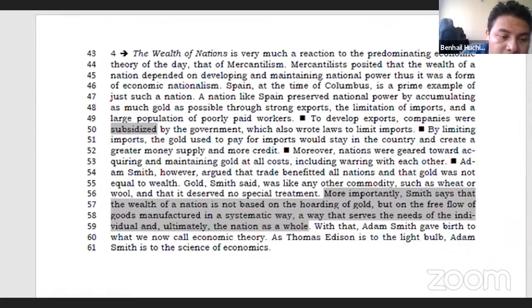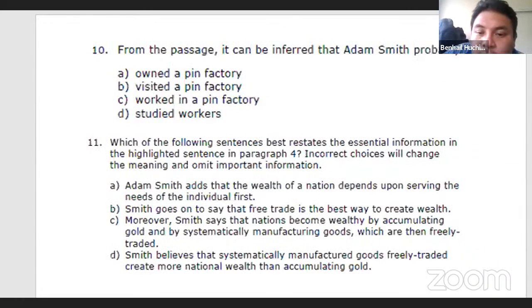When you have it there, you might have your answer. A. Adam Smith adds that the wealth of nations depends upon serving the needs of the individual first. Smith goes on to say that free trade is the best way to create wealth.